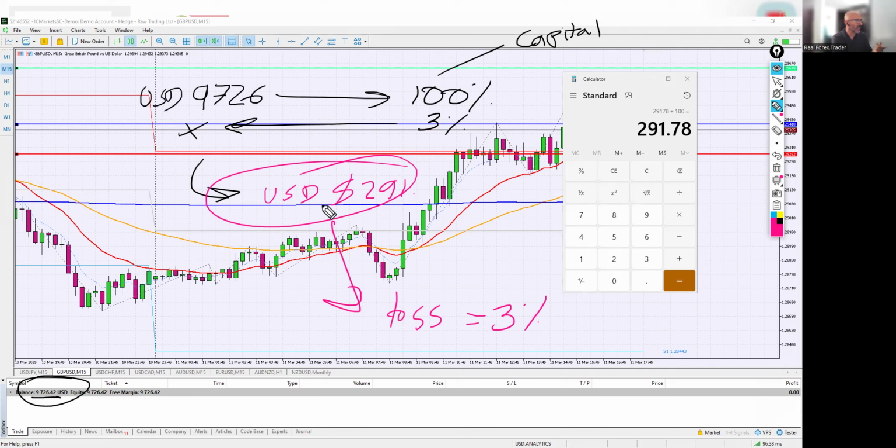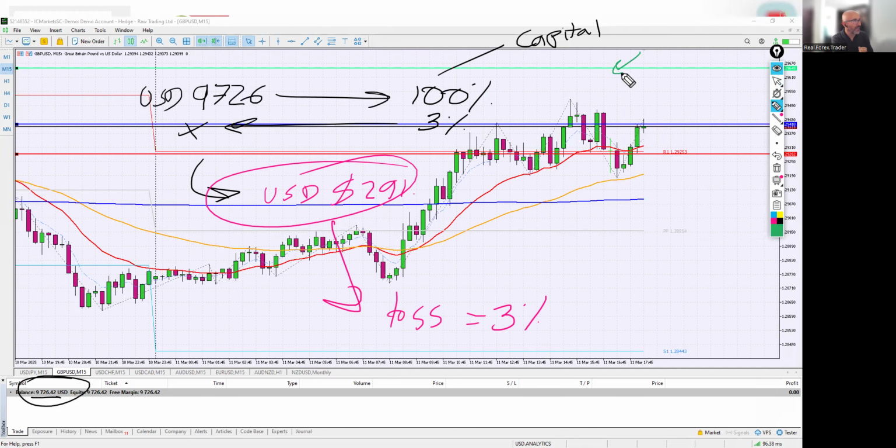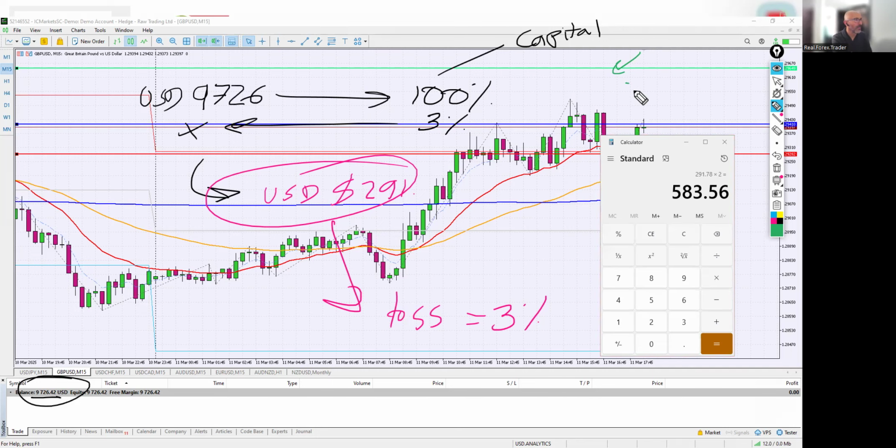What is the potential reward? My potential reward is 2. So this is 1R, 2R. I am risking 291 because I am aiming at, in this point here, $583. That is the proper way that you have to calculate your trades every time.